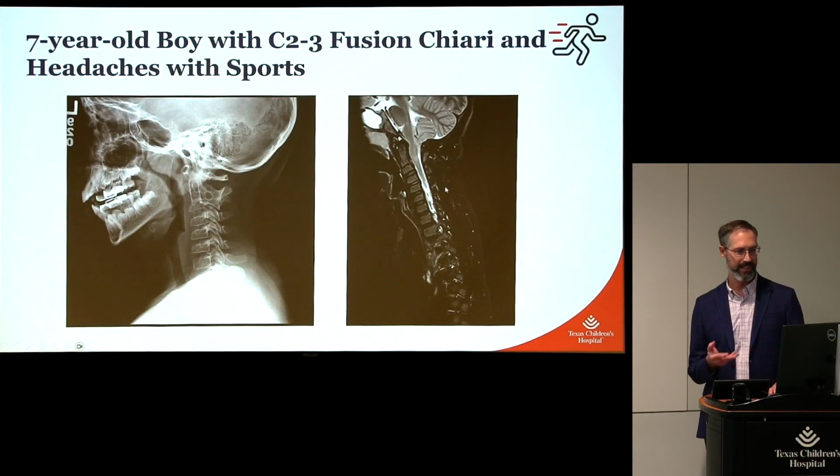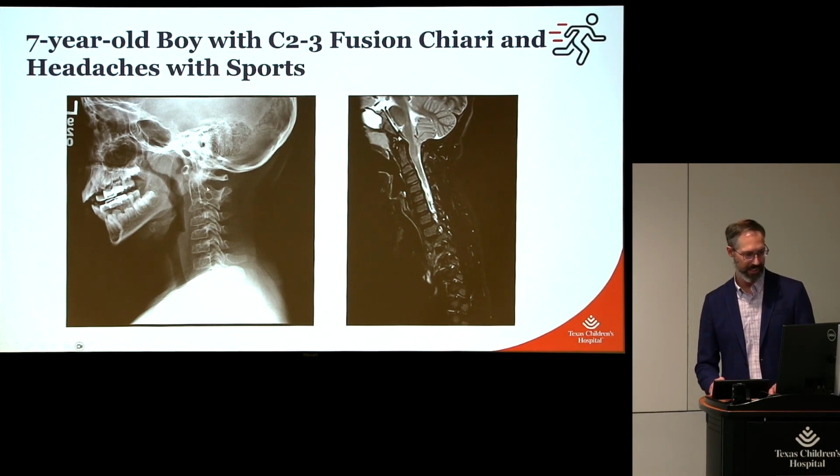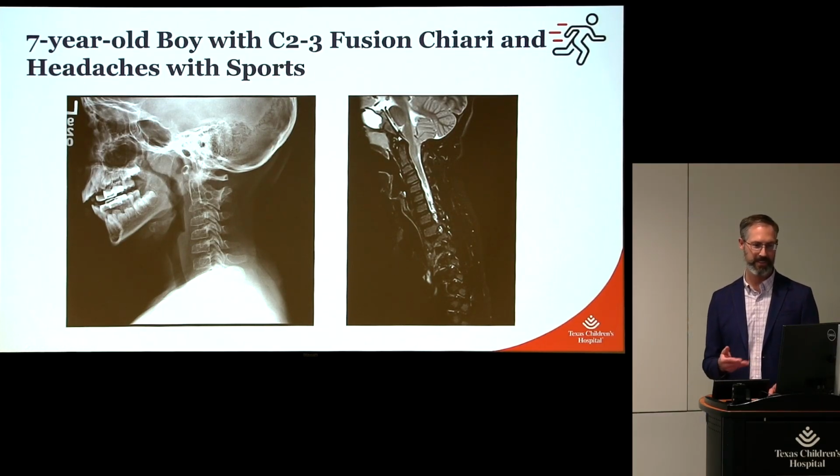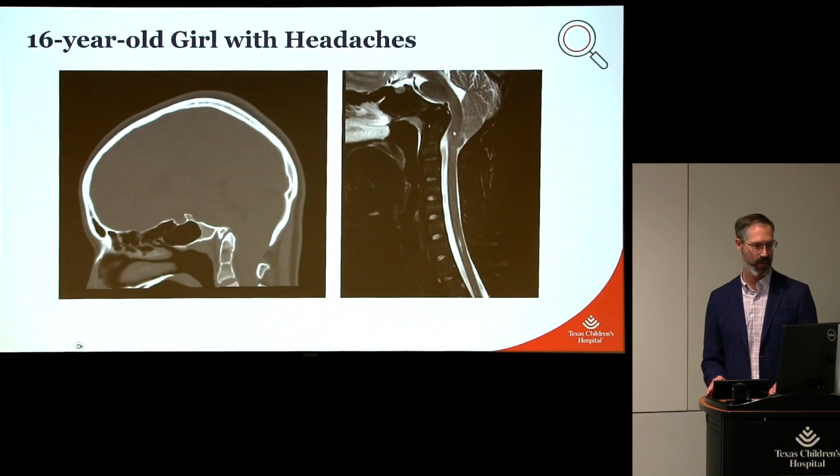And this is a patient, a 7-year-old boy with a spinal fusion and Chiari with headaches with sports. And so you can see here with this x-ray that this bone, which is the second vertebrae in the spine, and the third bone here, which is the third vertebrae in the spine, they're fused together from birth. And you can imagine that with Chiari and this configuration that maybe the patient might have instability or another problem besides the standard Chiari malformation. So we call this complex Chiari.